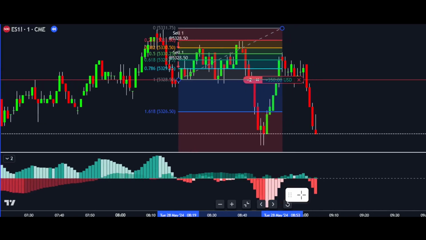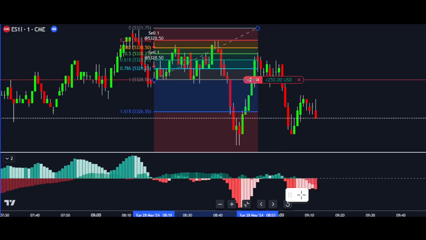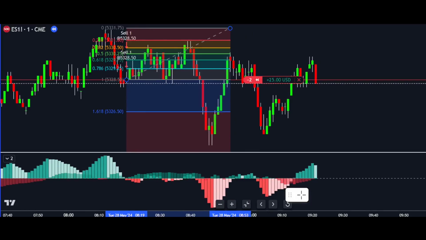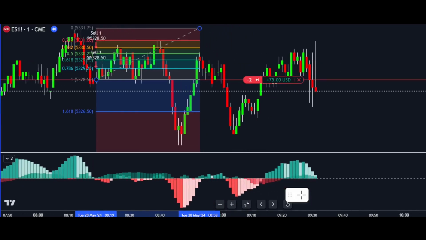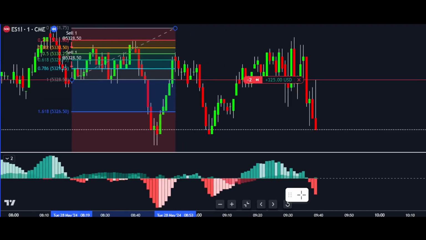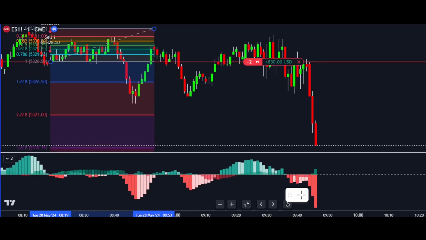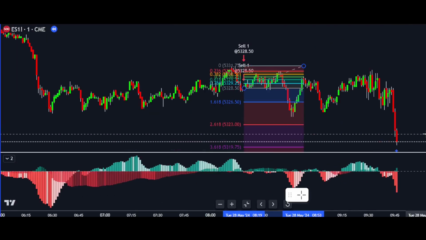Traders look for crossovers between the MACD line and the signal line to generate buy or sell signals. A bullish crossover occurs when the MACD line crosses above the signal line, and a bearish crossover happens when it crosses below. Now that we know what Bollinger Bands and MACD are, let's talk about how to combine them into a powerful trading strategy. The idea behind this strategy is to use Bollinger Bands to identify potential entry and exit points, while the MACD helps to confirm the trend direction and momentum.